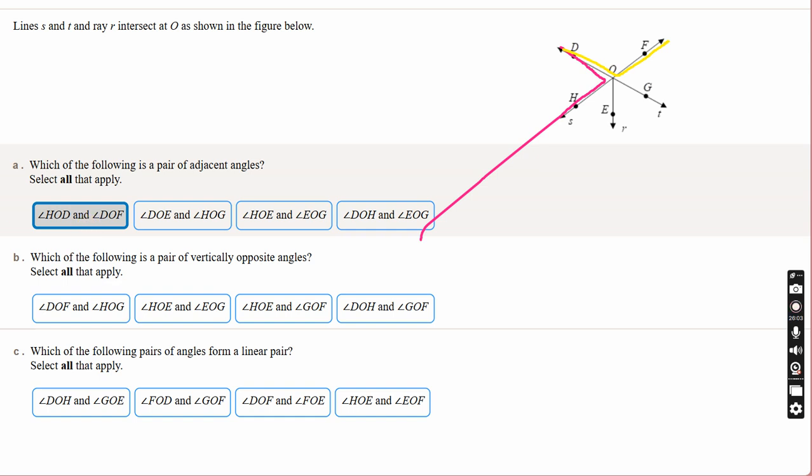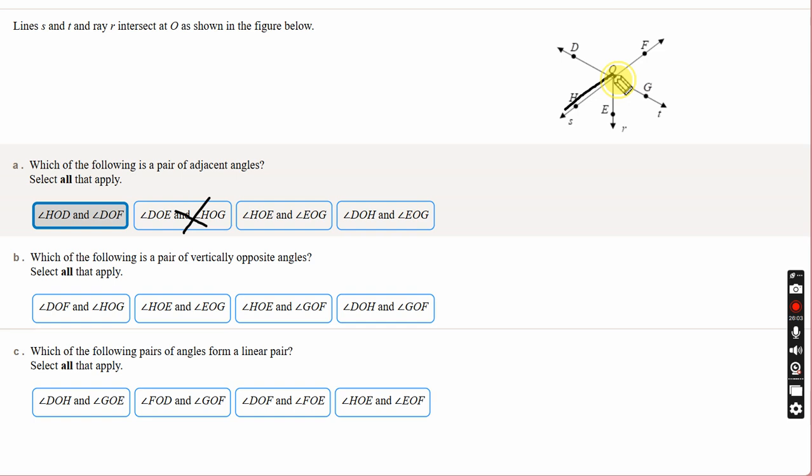The next one, DOE and HOG. So DOE, and let's choose the other one, HOG. Now look, there's no overlapping, there's no common ray, so we cannot choose this as the answer. You can draw it out for yourself so it becomes easier. Maybe take a pencil and a blue pen with you and draw it out on paper so it will be easy.